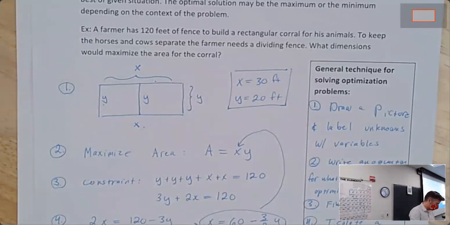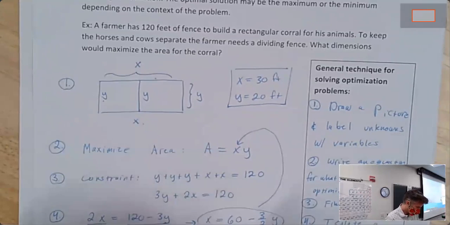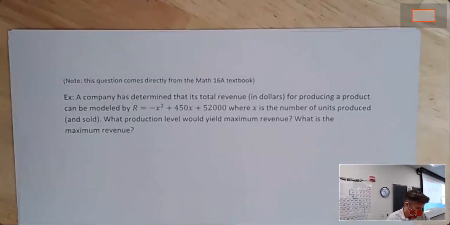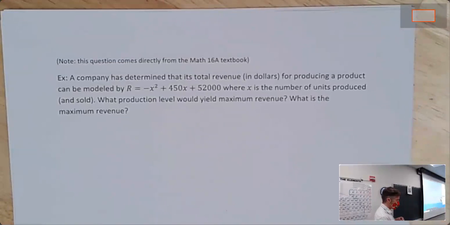Here's my thumb tool. Skip the terrible blank page that you might have and go to the next one. Note, this question comes directly from the Math 16 textbook. The company has determined its total revenue in dollars using the product to be modeled by R equals negative x squared plus 450x plus 52,000, where x is the number of units produced and sold. What production level would yield the maximum revenue? What is the maximum revenue?